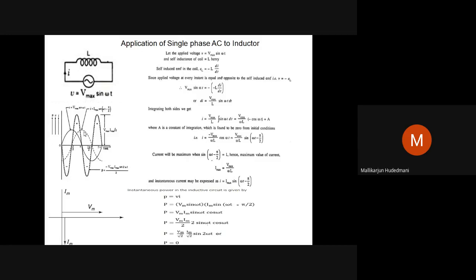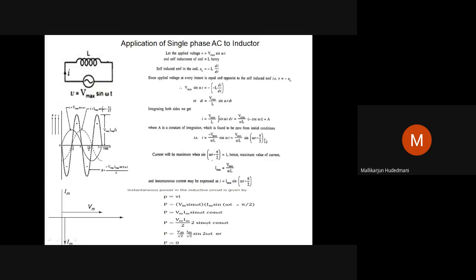There could be a question: explain, show that, prove that current in an ideal inductor lags behind the voltage by 90 degrees. This is your stop point. You have to stop up to this point. Explain, derive and stop.